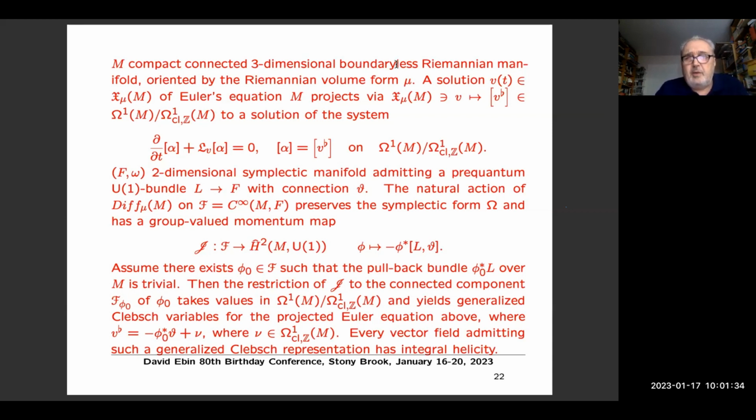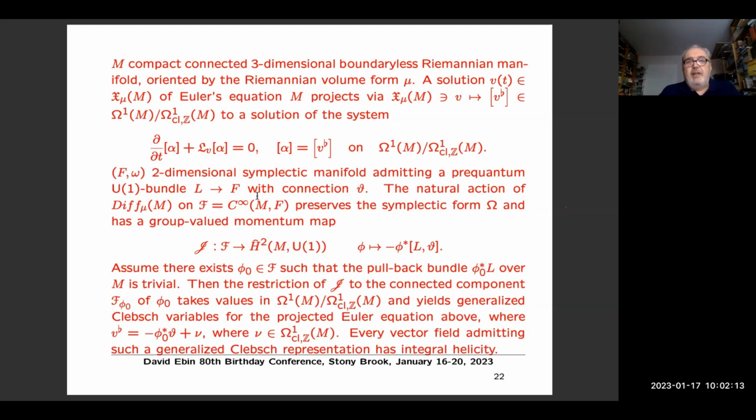So I take a compact three-dimensional Riemannian manifold with boundary, oriented by the Riemannian volume, a solution V of t of the Euler equations. It projects, via taking the class of the one-form obtained by dropping the index with the metric, to this quotient of Omega 1 forms by closed one-forms with integral periods, to obtain a solution of the system which you know, but the classes are now different. It's not Omega 1 over d of functions, it is this much more subtle quotient.